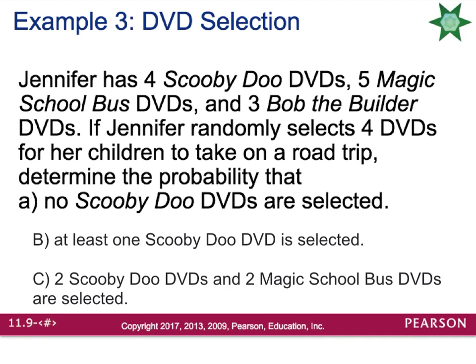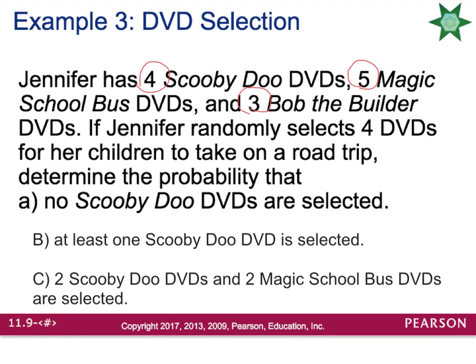So Jennifer has 4 Scooby-Doo DVDs, 5 Magic School Bus DVDs, and 3 Bob the Builder DVDs. If Jennifer randomly selects 4 DVDs for her children to take on a road trip, determine the probability that no Scooby-Doo DVDs are selected. So we're going to pick 4 out of 4, 5, and 3. So there's 12 DVDs possible.